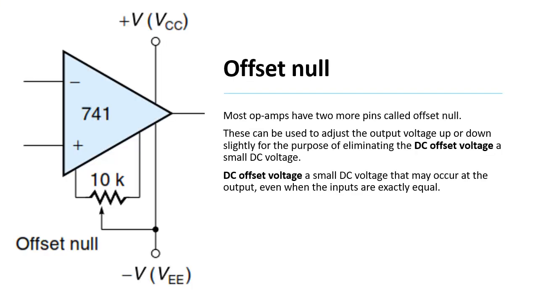Besides the inverting and non-inverting input and output pins, most op-amps have two more pins called offset null. These can be used to adjust the output voltage up or down slightly for the purposes of eliminating the DC offset voltage, a small DC voltage that may occur at the output even when the inputs are exactly equal.